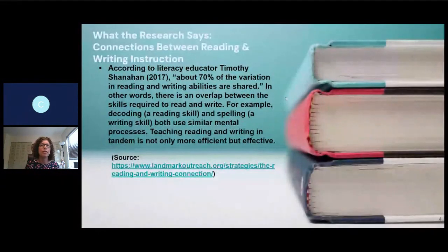Okay, third piece of research. According to literacy educator Timothy Shanahan in 2017, quote, about 70% of the variation in reading and writing abilities are shared. In other words, there is an overlap between the skills required to read and to write. For example, decoding, which is a reading skill, and spelling, which is a writing skill, both use similar mental processes. Teaching reading and writing in tandem is not only more efficient, but more effective. So that's our data.